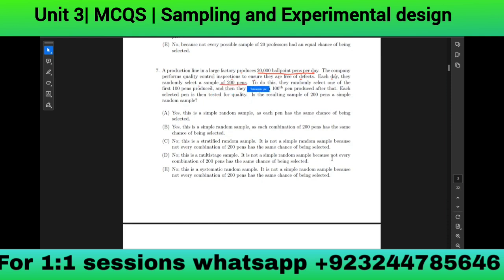To do this, they randomly select one of the first 100 pens produced, and then they select each 100th pen produced after that. Each selected pen is then tested for quality. Is the resulting sample of 200 pens a simple random sample? Okay. Find out the correct answer now. And this is very easy. We just read the one definition in our last lesson, and that definition responds to this question.